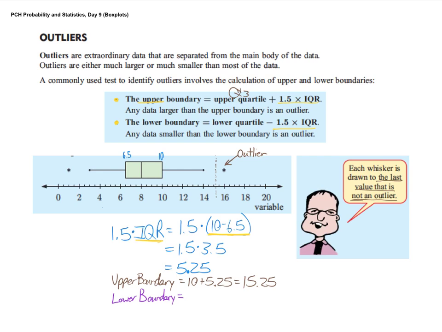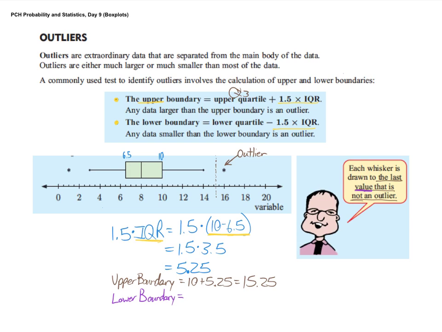Yes? So, if each whisker is drawn to the last value that's not an outlier, why does it stop at 14 if we said 15.25 is not an outlier? Well, it's the last actual value or data point. 15.25, no one actually scored that. That's just the highest they could have scored and it not be an outlier. So what does the asterisk on the 16 mean? That's the outlier. So somebody got a 16. And you can do a little X like that, or an asterisk, whatever you want.